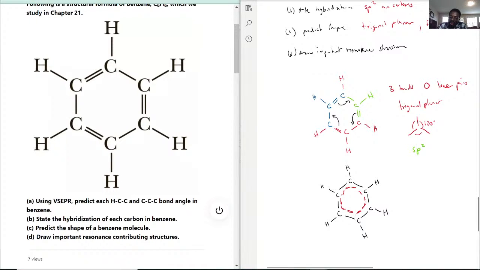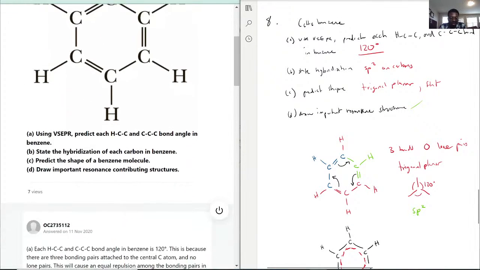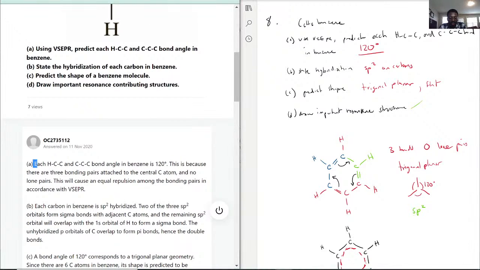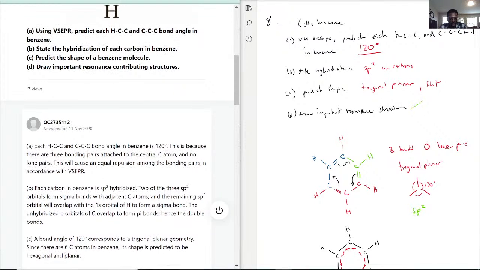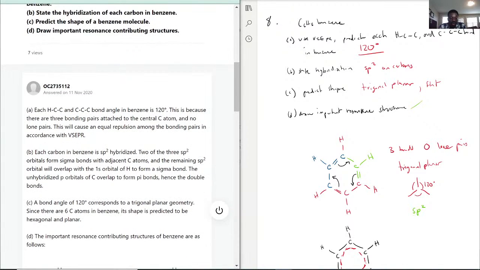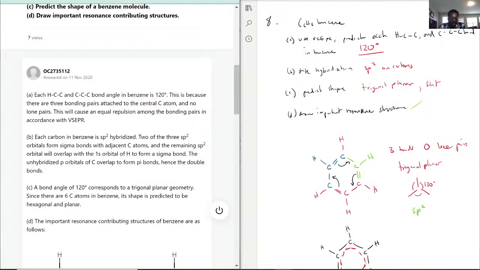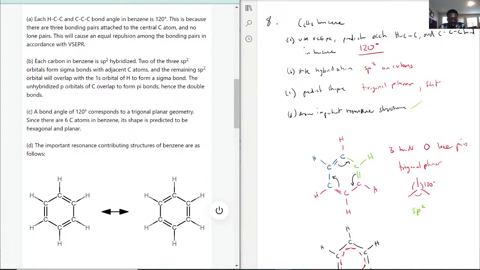Okay, so now as a review, we already predicted the shape, we stated hybridization, and we used VSEPR. So let's see how we did. Exactly, each bond is 120 degrees because of the 3 bonding pairs, and it does say it's sp2 hybridized. And they do mention what type of bonds they form: sigma bonds, like single bonds, and pi bonds, like double bonds. With that being said, the bond angle of 120 corresponds to trigonal planar, which makes this whole thing a flat, planar hexagon. So that's what it's going to look like.